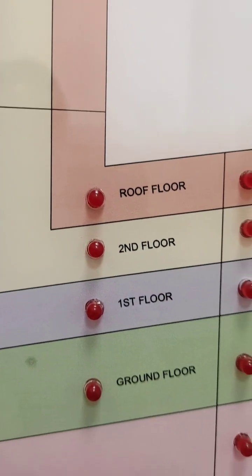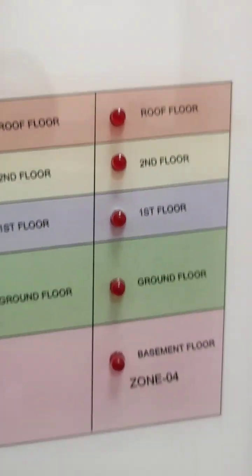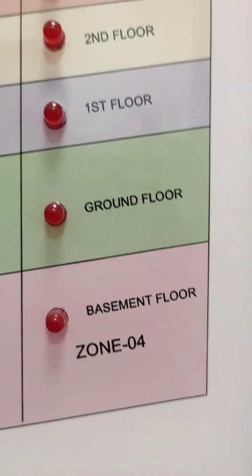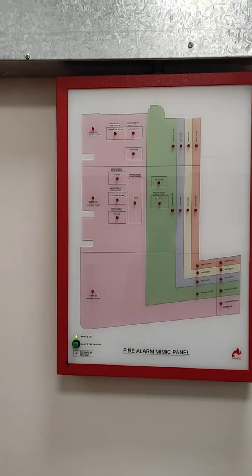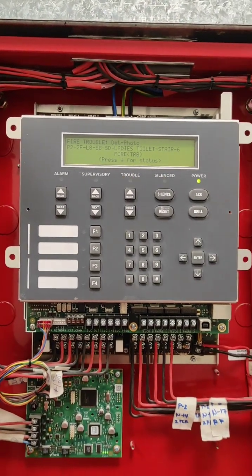We have zone 3: ground floor, first floor, second floor, roof floor. And we have zone 4: basement, ground floor, first floor. So this is about the mimic panel. Whatever is displayed in the alarm panel will also be available in our mimic panel.